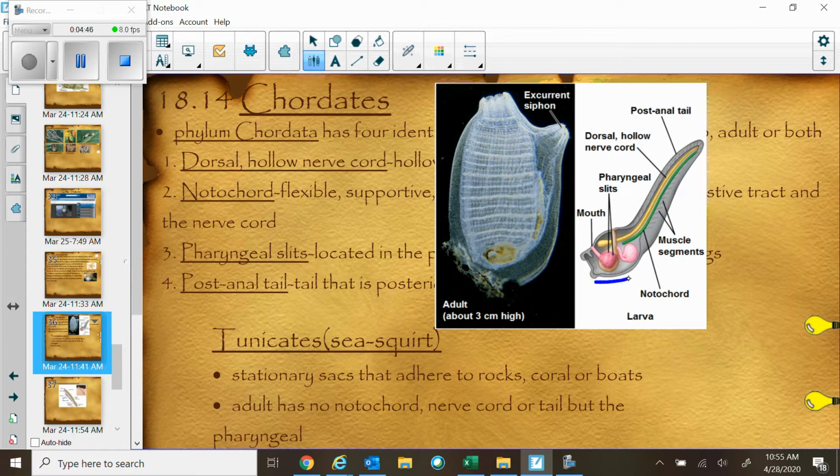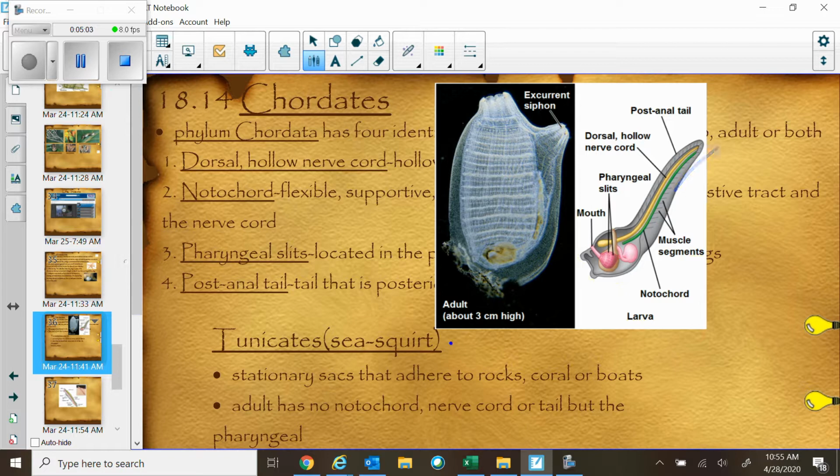So during development, they're located forward. This looks like a tadpole, any number of juvenile vertebrate creatures. And then the tail that extends beyond the anus, which is back here. Those four characteristics, either as a juvenile, an adult, or both, okay?